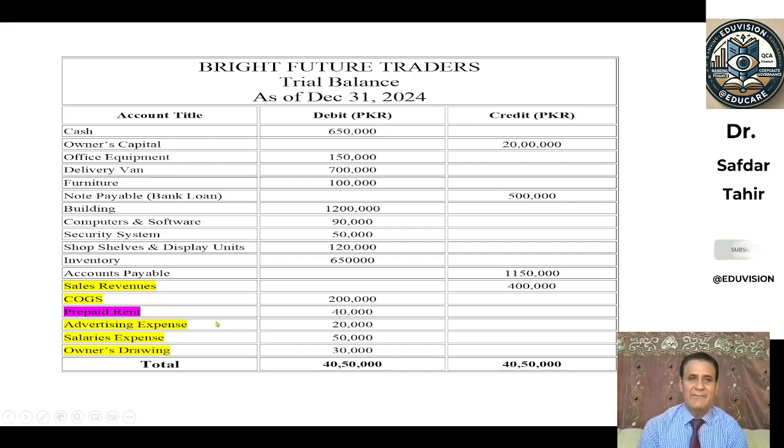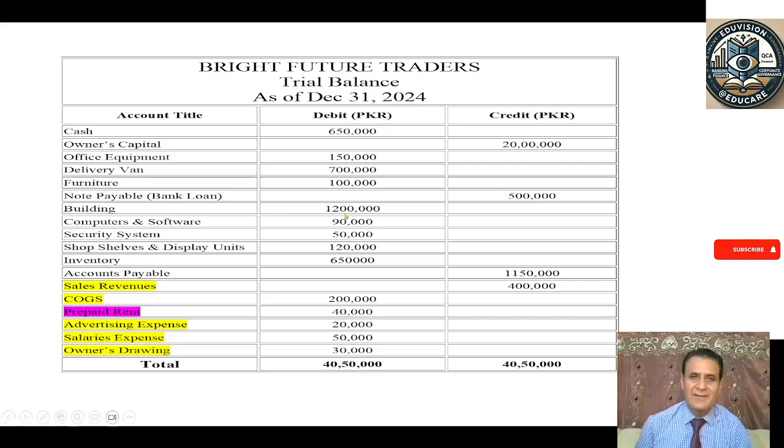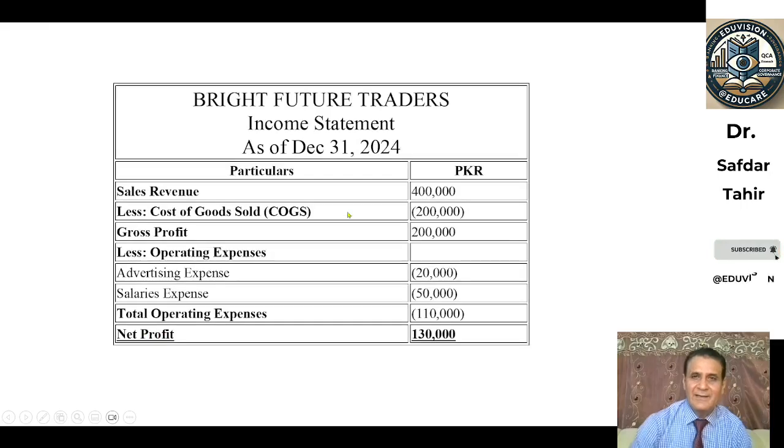Certainly, we have different accounts: assets accounts, liabilities accounts, and owner equity accounts. In addition, we have some revenue accounts and some expense accounts. Only the revenue accounts and expense accounts you cut from here and paste into the income statement. This is the income statement. So write it this way: Bright Future Trades, income statement as of December 31st, 2024.